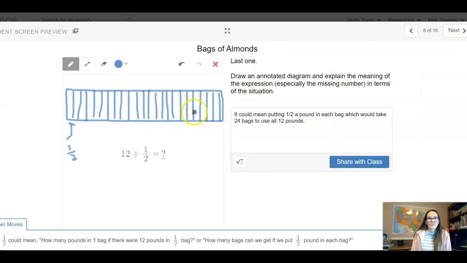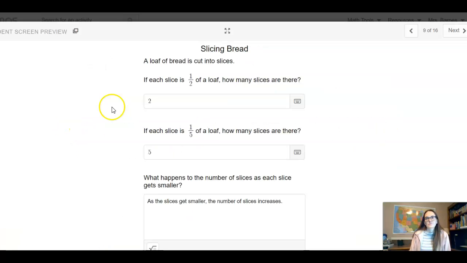This last one was hard to draw because I thought of it as taking the 12 pounds and putting a ½ pound into each bag. How many bags would that require? And it required 24 bags for me. So there's a ½ pound represented in each of these, which was obviously a challenge to draw.